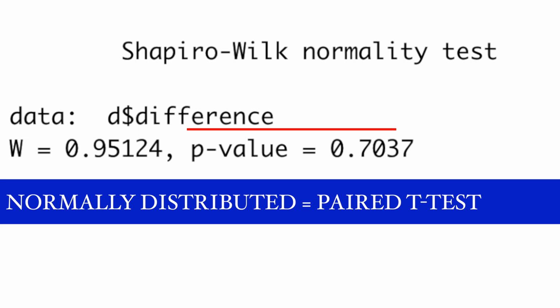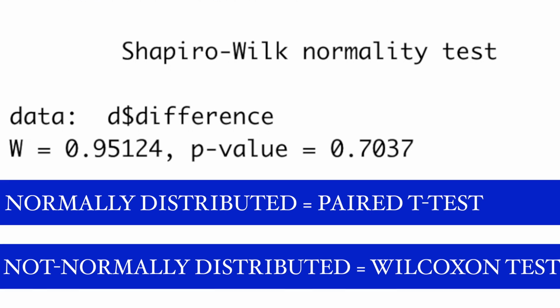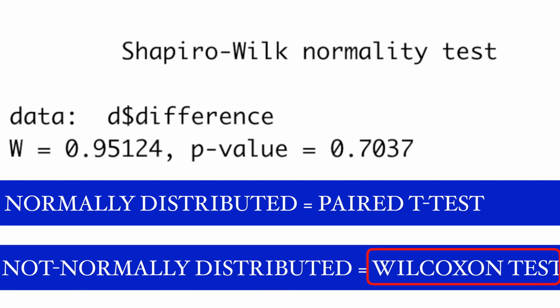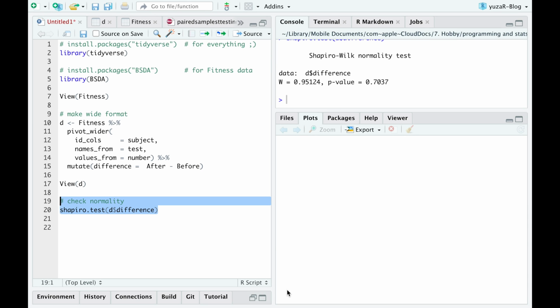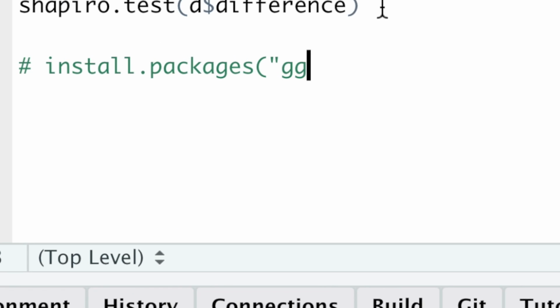If the difference had not been normally distributed, we would have taken a non-parametric Wilcoxon test, which you can learn about from a previous video. For paired tests, the data needs to be sorted so that the first observation of the before group pairs with the first observation of the after group. If our data is sorted, we are ready to compute the test.